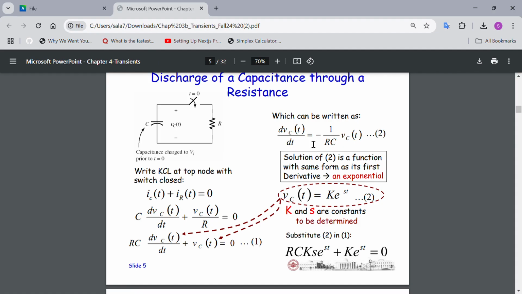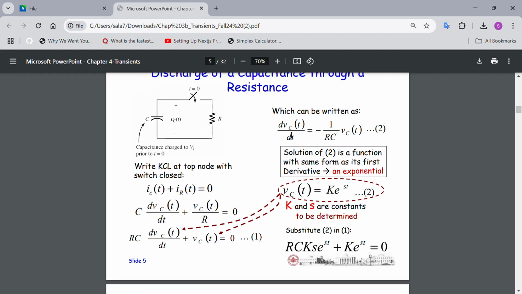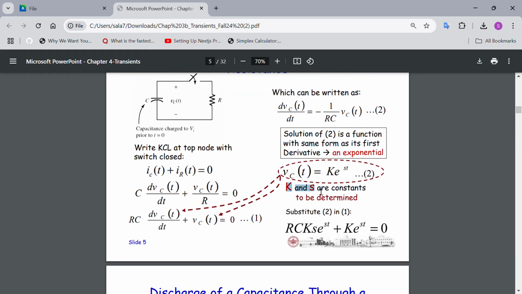And the derivative of the exponential function is basically the exponential function itself. That's what we have here. If you substitute an exponential function, we get back the exponential function. But the difference is we're going to have some constants, k and s, that are going to be determined by us in the equation. And so k and s are constants to be determined.